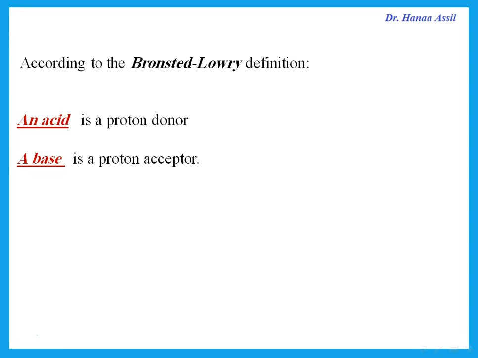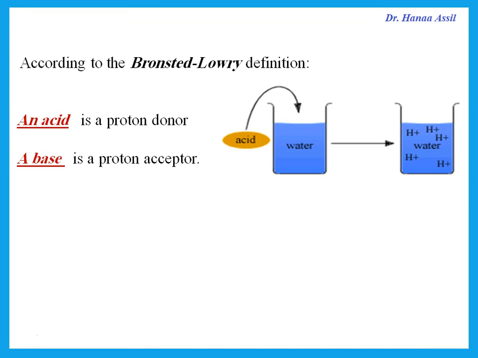So, first of all, let us take a look at the definition of an acid. According to Bronsted-Lowry, an acid is a proton donor. That means that when it dissolves in water, it gives H plus ions. So it is giving H plus ions to a base.